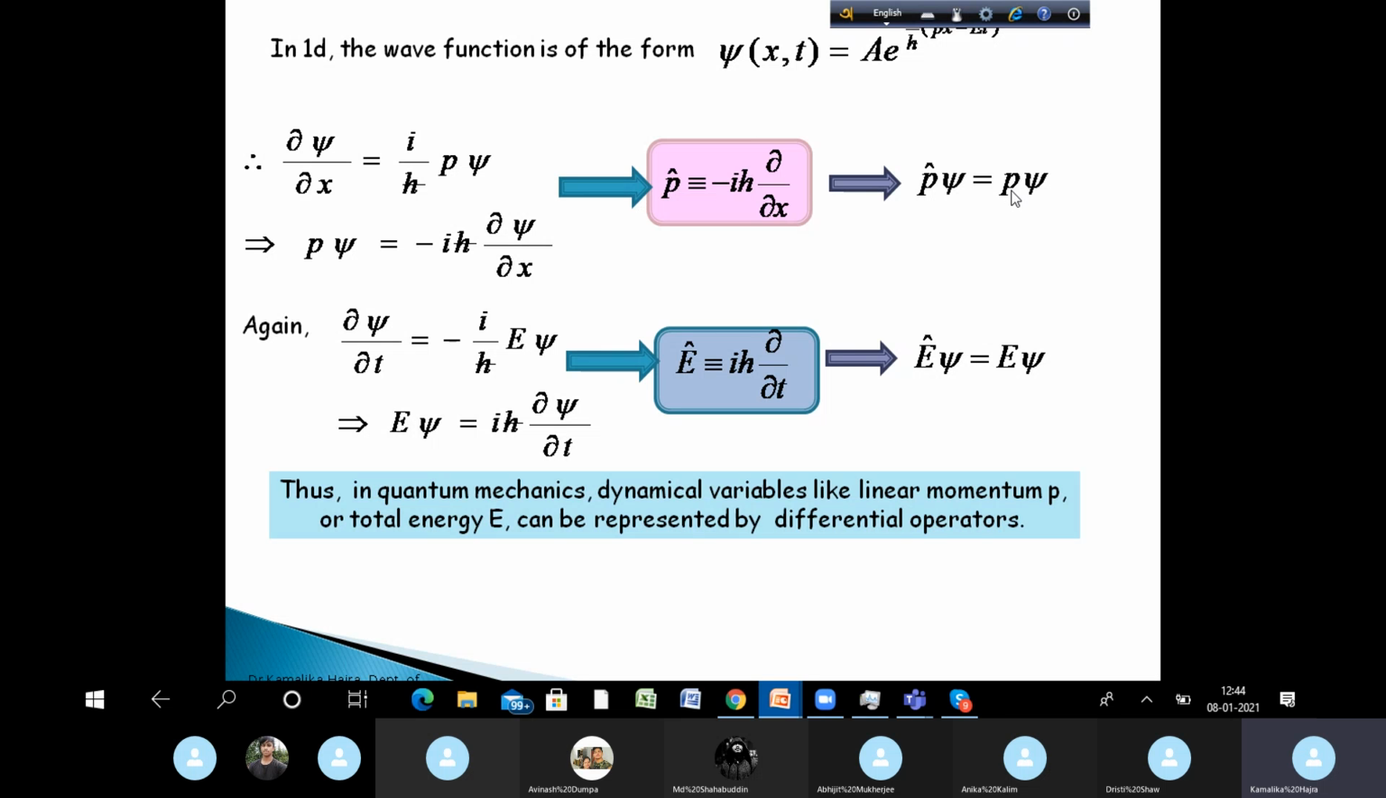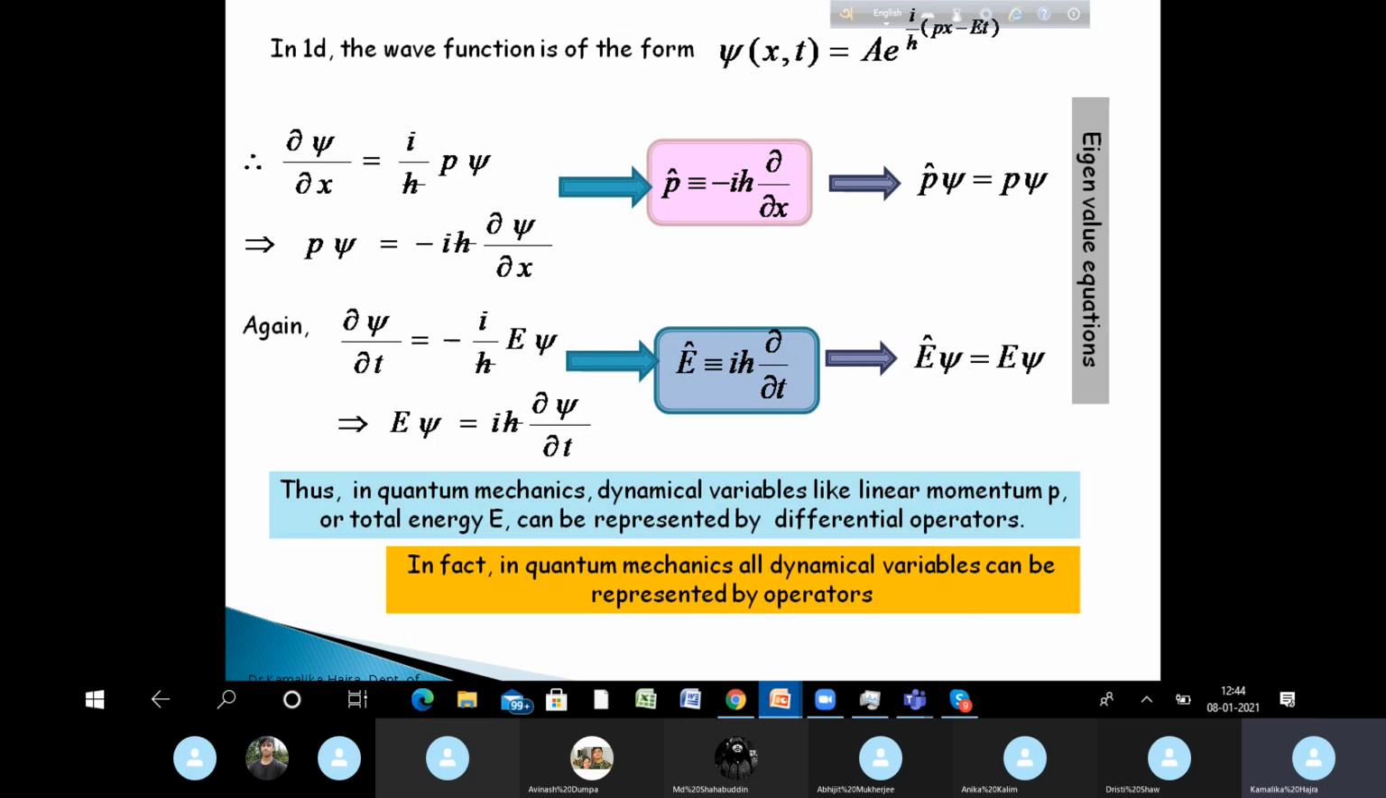Whereas when we are not putting the hat, it means it is the absolute value of the given parameter. As you can see, in these two equations, the p operator acting on ψ giving p ψ, the function doesn't change. Again here the function doesn't change. These are nothing but eigenvalue equations. So we can generally write that in quantum mechanics, all dynamical variables can be represented by operators, and all operators have eigenfunctions and corresponding eigenvalues.